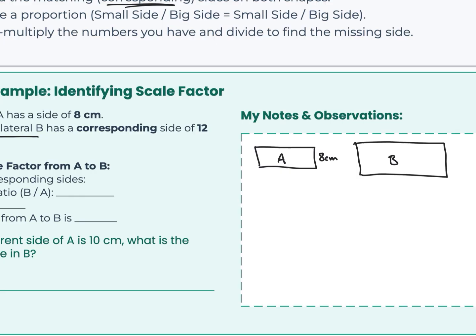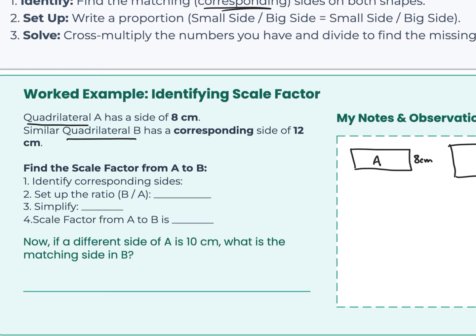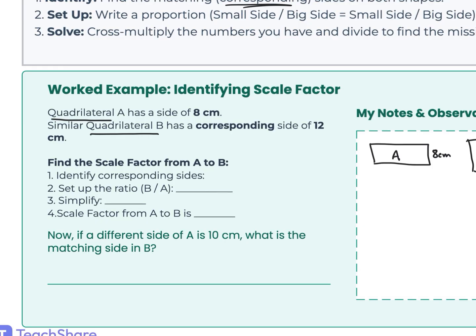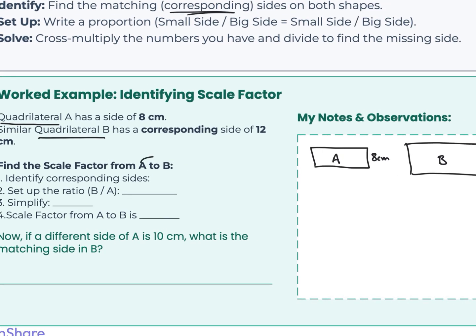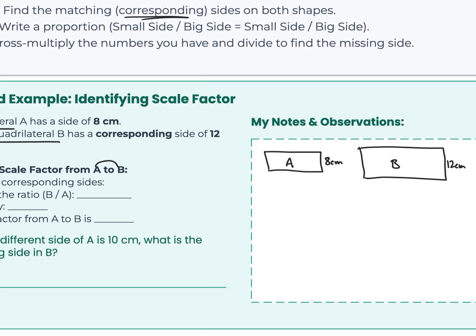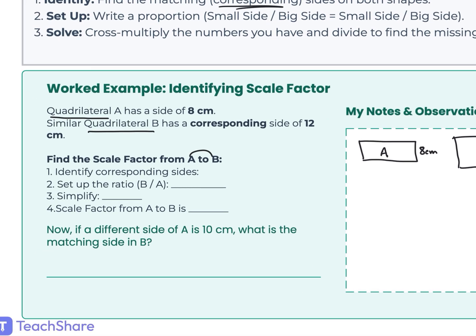And because we know it's a corresponding side, since I put the 8 right here, its corresponding side would be over here. Now, since it's a rectangle, officially I could put it on either side. But to keep it the same, I'm going to put it in the same spot. So we have identified our corresponding sides. And we're going to set up the ratio because we're changing from A to B. We want to figure out how we got to B from A. So in our ratio, B is going to come first. So in this case, our ratio is going to be 12 to 8 because that's our ratio of B to A.